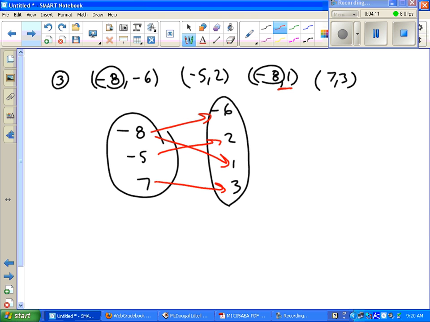So other than the fact that I have 2 and 1 out of order, it matches what it looks like on your page. But this is still your X values. This is still your Y values. And since -8 has 2 arrows leaving it from your inputs, it is not a function. It's not a function. So the only one that this matches is D for number 3.